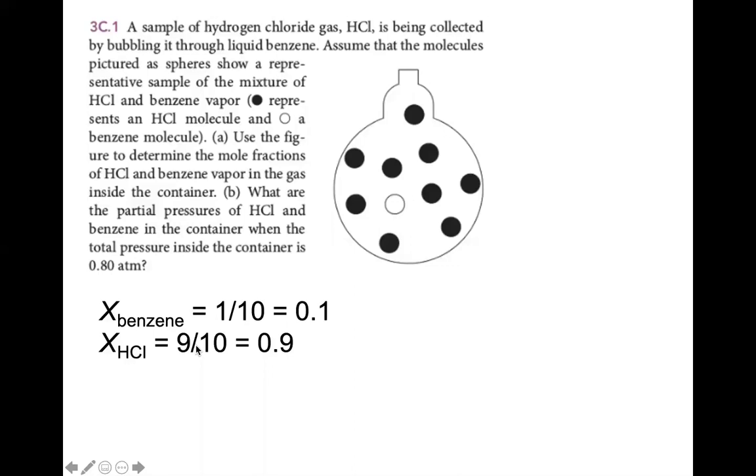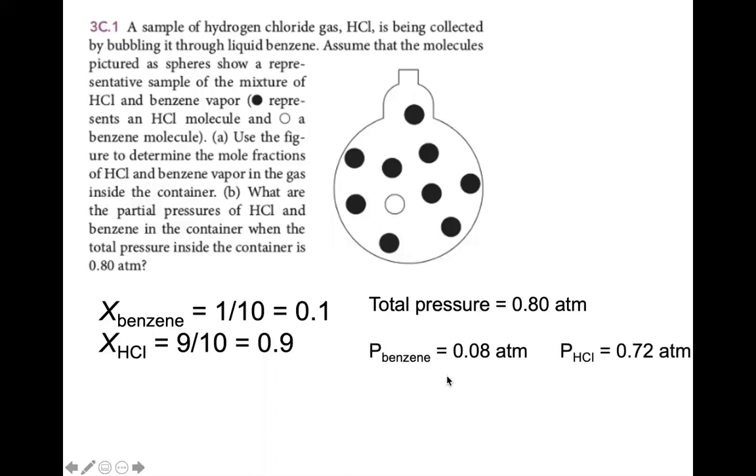And when I say most of the pressure, how much of the pressure? 90% of the overall pressure is coming from the HCl, and 10% of it is coming from the benzene. It simply has to do with the number of particles that we have, the proportion that we have. So in this particular question, it says that the total pressure is 0.8 atm. Most of that is coming from the HCl, 90% of it, and 10% of it's coming from the benzene.